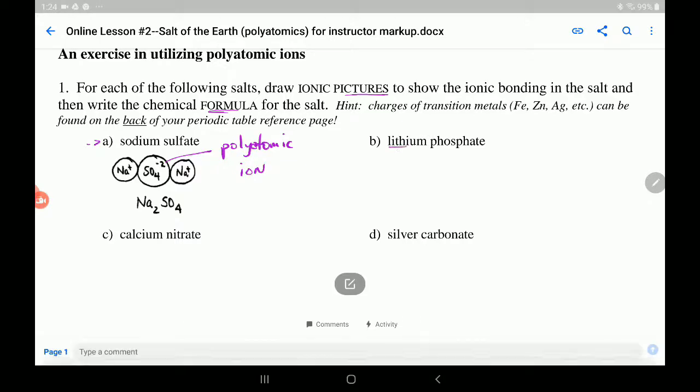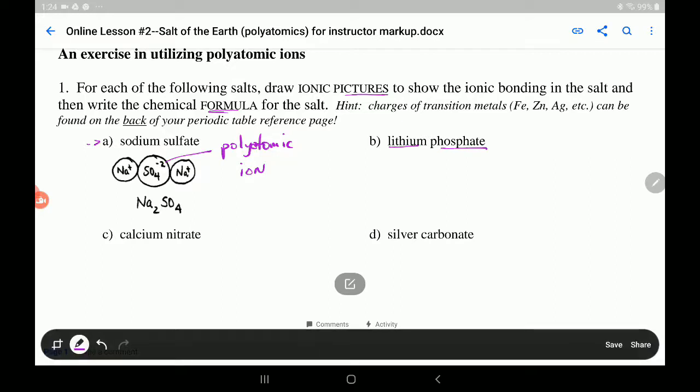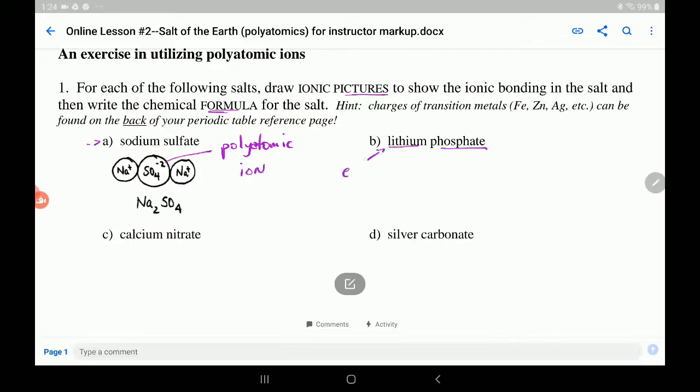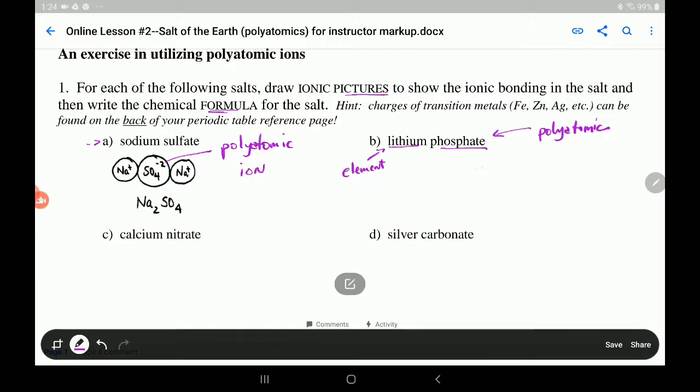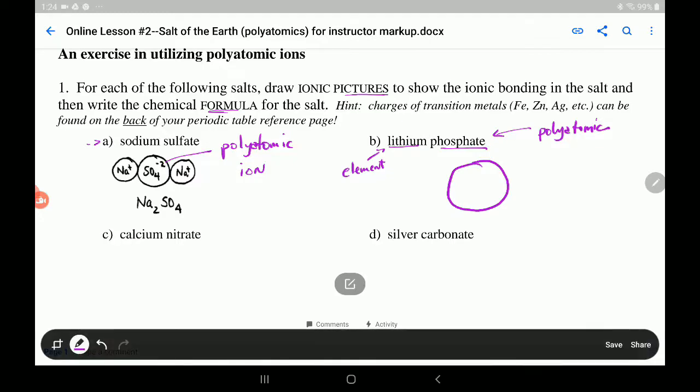We have 2 names, lithium and phosphate. It is essential that you find these on your periodic table, otherwise you'll be guessing. So find lithium, that's an element. So you'll find it on the periodic table. This is not an element, this is a polyatomic. It's on the back of the periodic table. So it's one thing, but it has many atoms inside it. Look first. I'll show you the answer after you've looked.